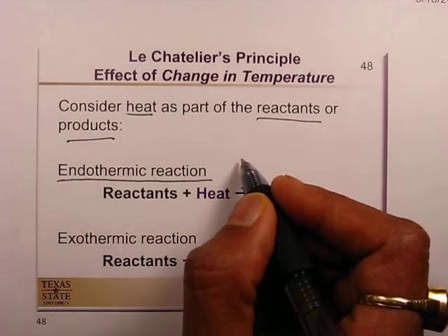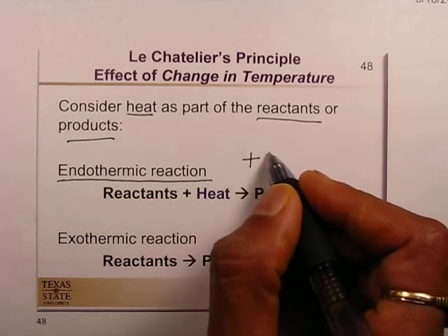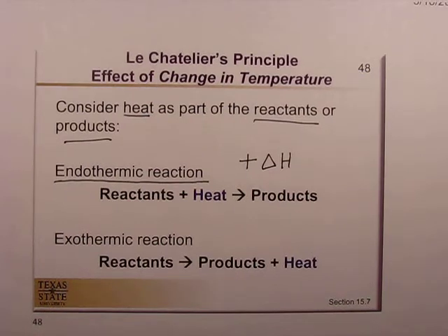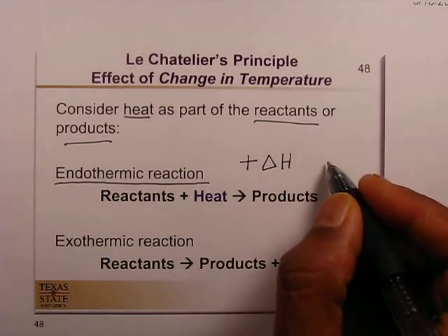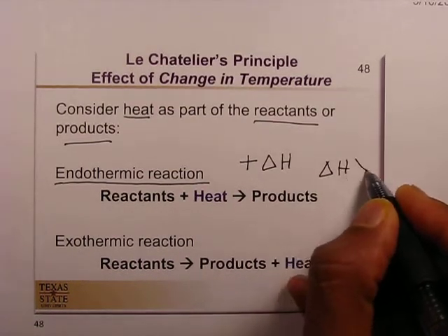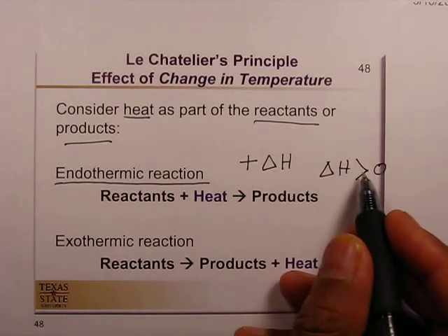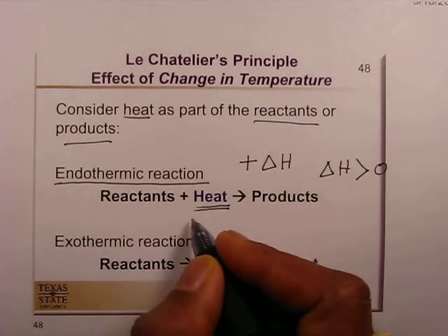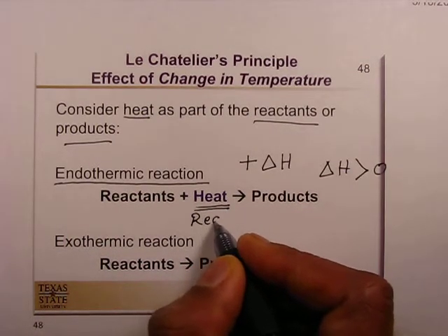Endothermic is also represented like if we have positive delta H, right? So positive delta H means endothermic, or we can also say that if delta H value is more than 0, this is an endothermic process and heat is part of the reactant, so heat is also considered as a reactant.